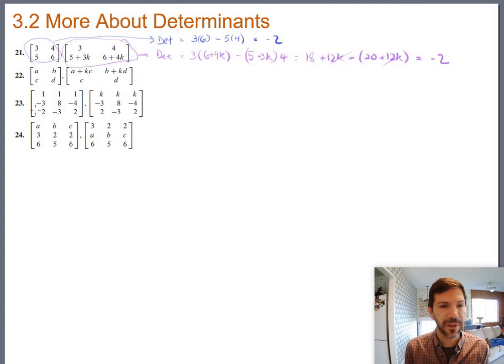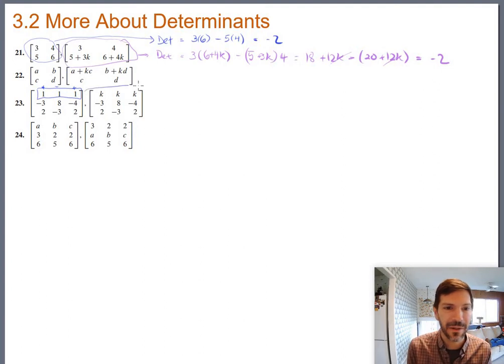Okay, so let's look at 23. 23 is a 3 by 3, and the first one's just a basic 3 by 3. In the next one, they've multiplied the top row by k. So they're going through the 3 basic row operations, right? You can add a constant multiple of one row to another row, you can multiply a row by a constant, or you can swap 2 rows. So in 23, first time around, let's do the cofactor expansion, and I am just going to expand across the top row. Don't forget our plus, minus, plus there.